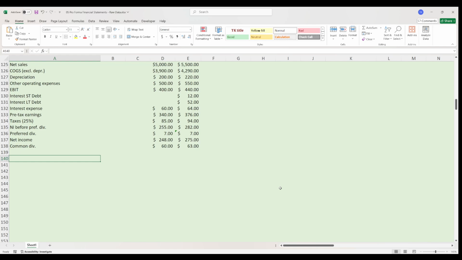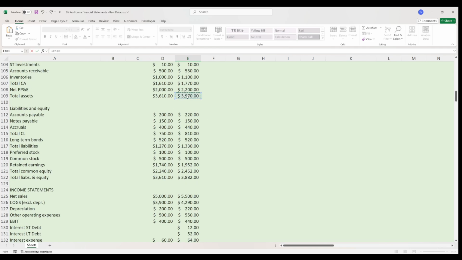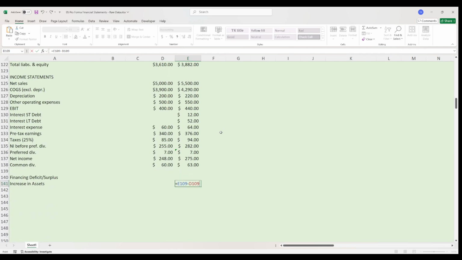So what I'm going to do is figure it out here, and then try to put it back in the balance sheet and income statement. So I have financing deficit or surplus. The first one we need to know is the increase in assets. So it's going to be the assets number, this, minus the asset number of the previous year. So that's 360, I suppose.